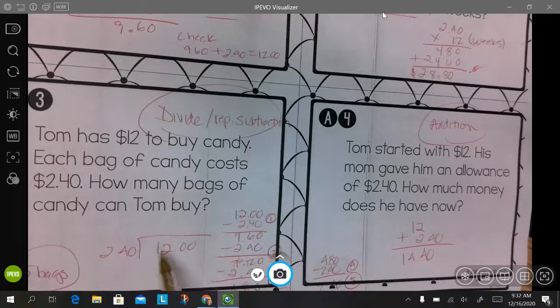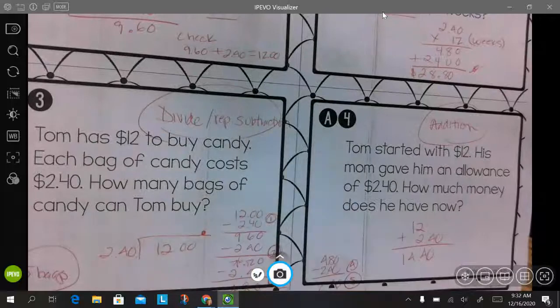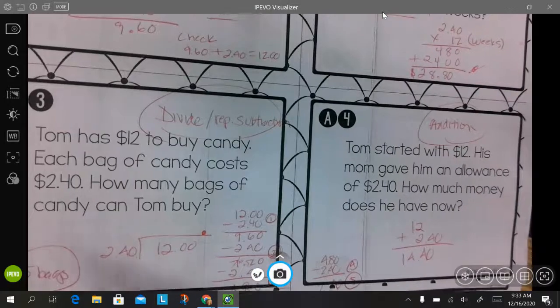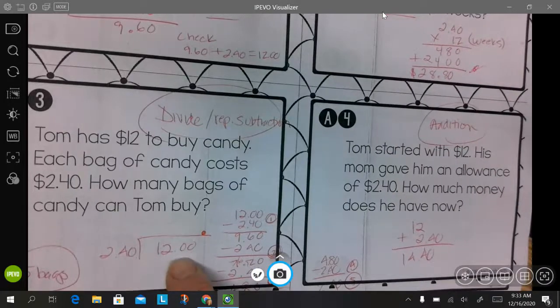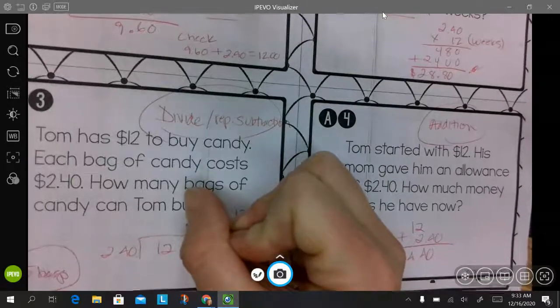When you divide with these decimals out here, you have to make sure that you move over 2 decimal places because you need to have a whole number. Okay. And here you have to move over 2 decimal places. And then your decimal point would be there. But you have to think about how many times 240 goes into 1200. Okay. Which would be 5 times.